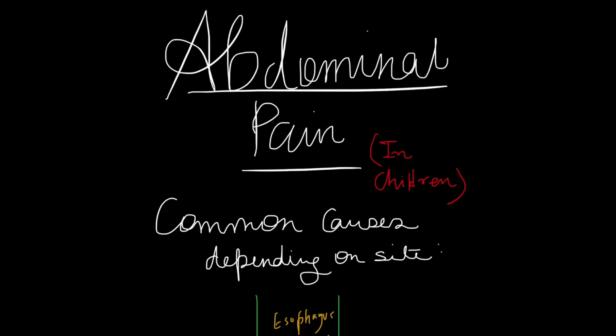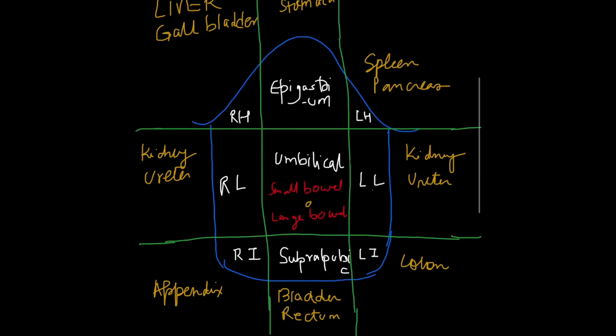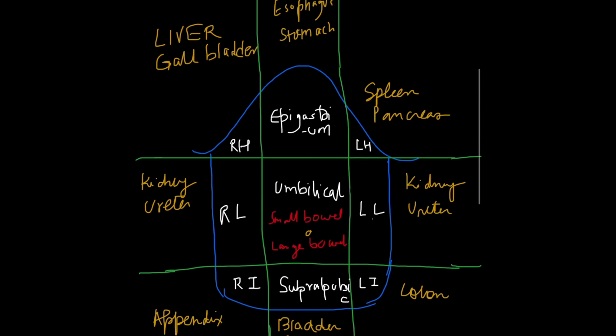Hey guys, so today I'll be discussing common causes of abdominal pain in children depending upon the presenting site of pain. So we divide the whole of the abdomen into 9 quadrants by 2 horizontal and 2 vertical lines, and we give names to each of the quadrants like right hypochondrium and left hypochondrium for upper right and left quadrants.